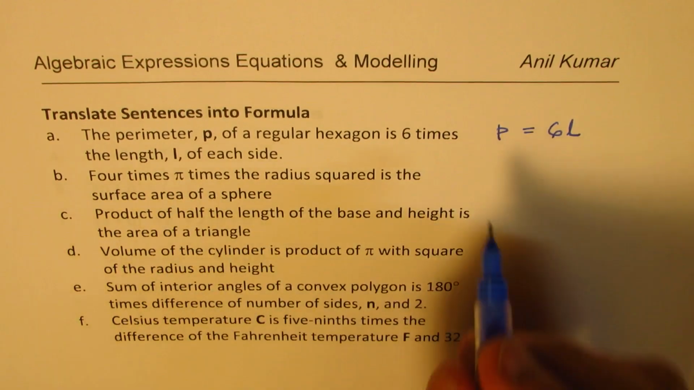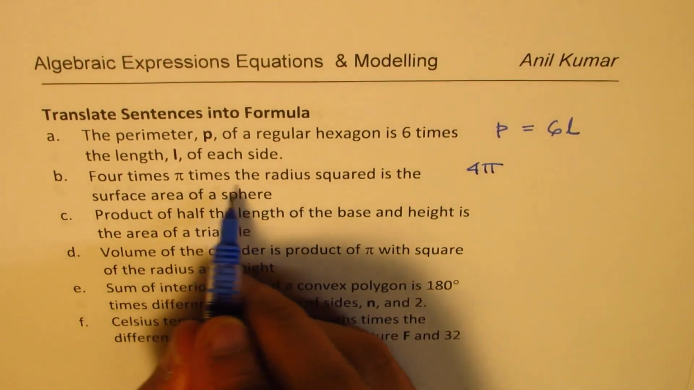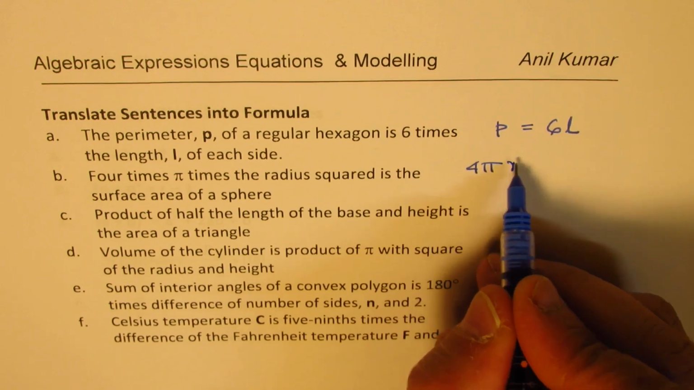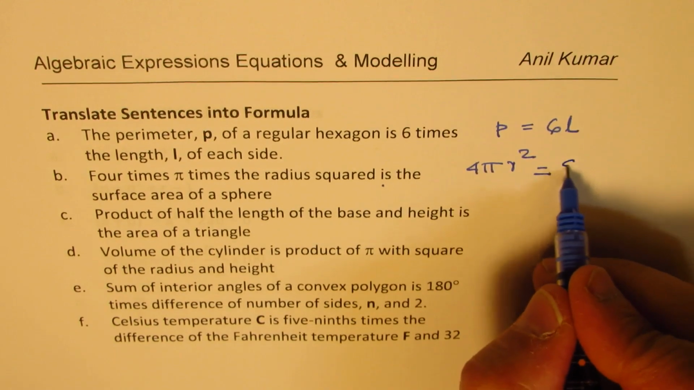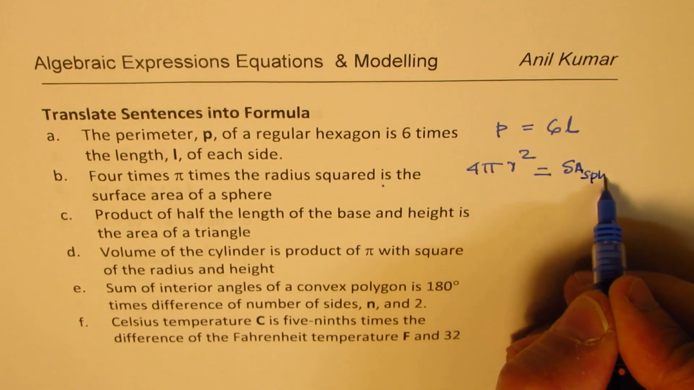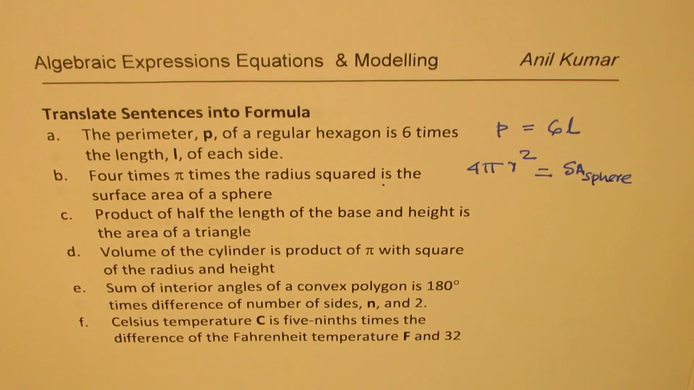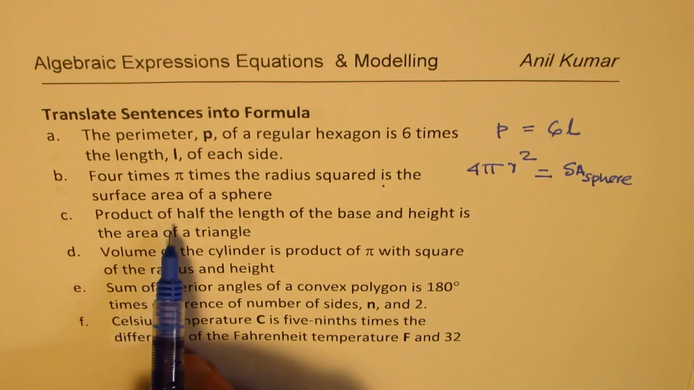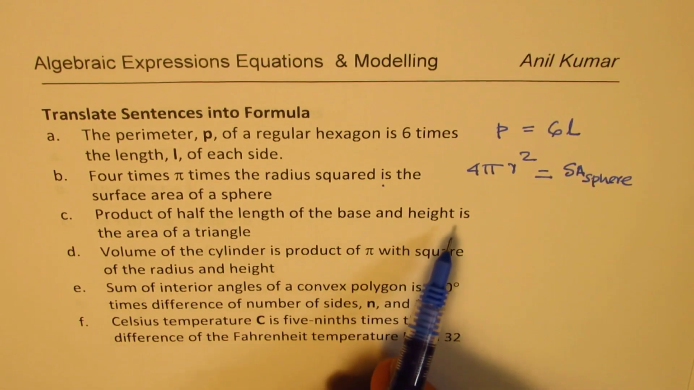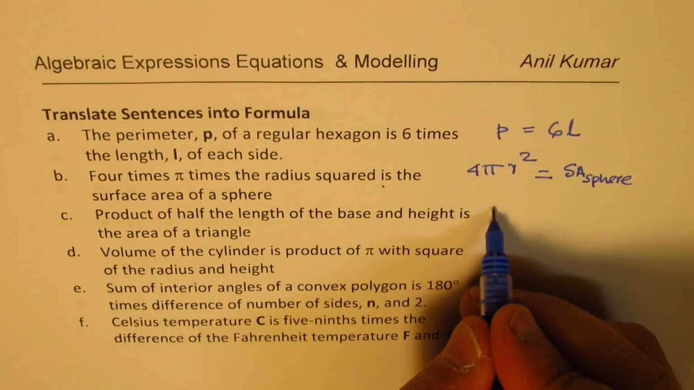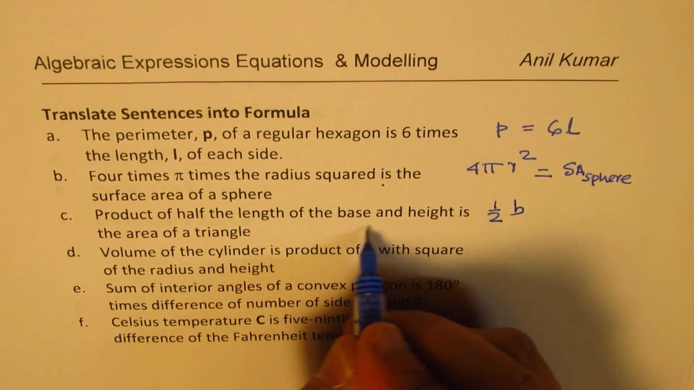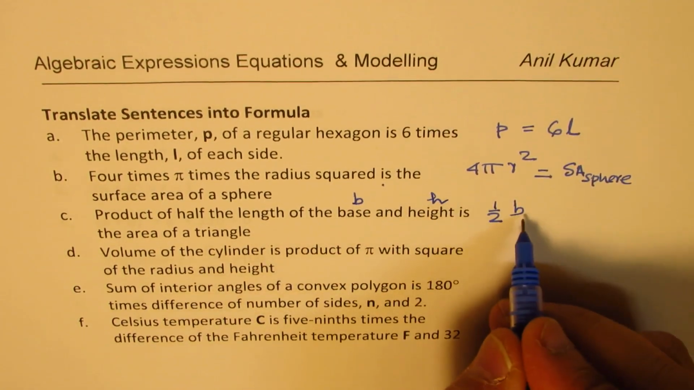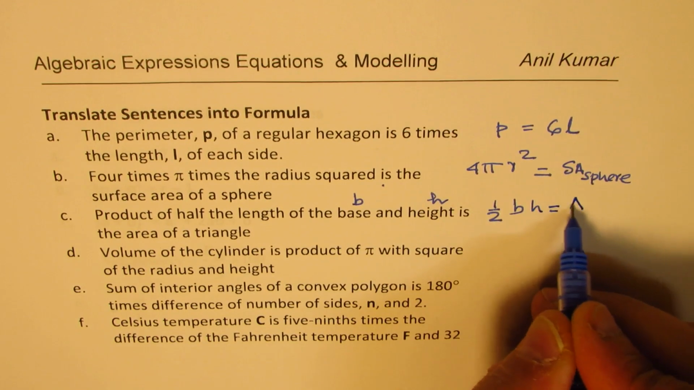So 4 times pi times radius squared is, means equal to, the surface area of a sphere, right? So that's the formula for surface area of a sphere, 4 pi r square. C. Product of half the length of base and height is area of triangle. So product of half the length of the base, let this variable be b, and height be h. Then we write half b times h is area of triangle.